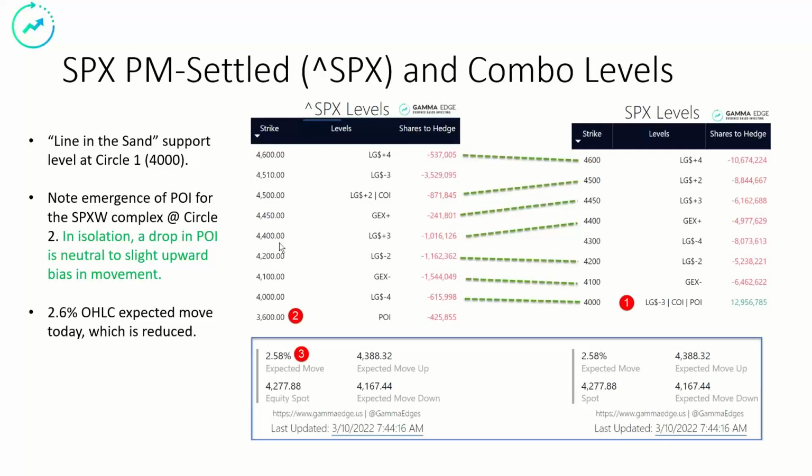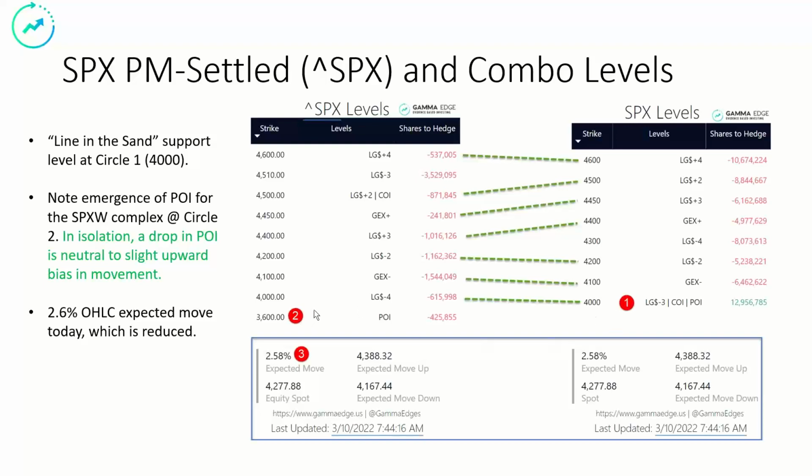From the perspective of the SPX, the PM settled, which is shown here on the left-hand side, and the combo, which is the AM and PM shown here on the right. Overall, we have a huge support level sitting down here at 4,000. I think everyone's aware of that, but just be aware that is a definitive line in the sand.